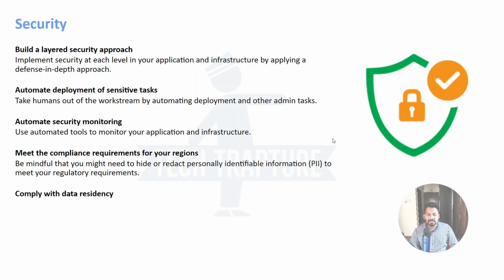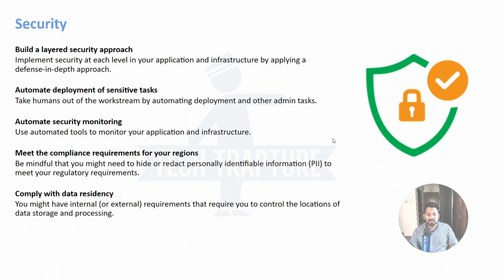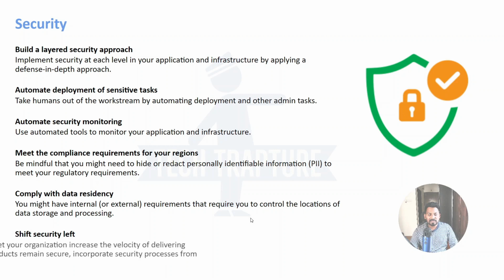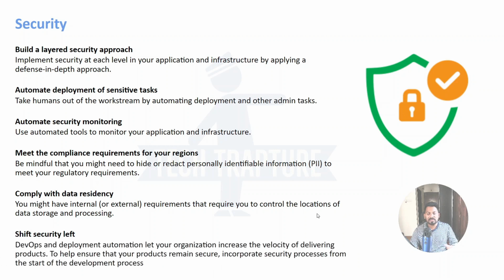Then comply with data residency. You always have to comply with your local guidelines. If you are storing data for the US government, you should check the guidelines for storing it. For example, data should not be stored outside the US, so you always have to follow the guidelines on where your data should reside. And shift security left. DevOps and deployment automation let your organization increase the velocity of delivering products.